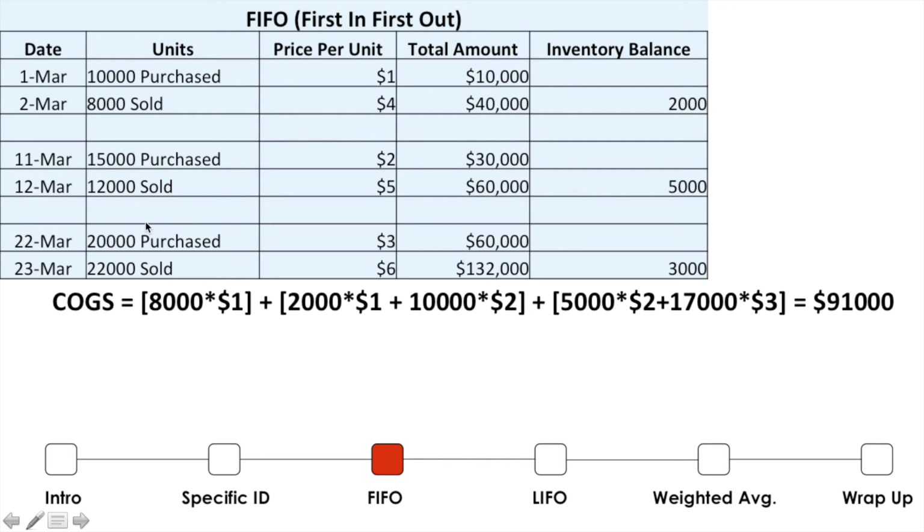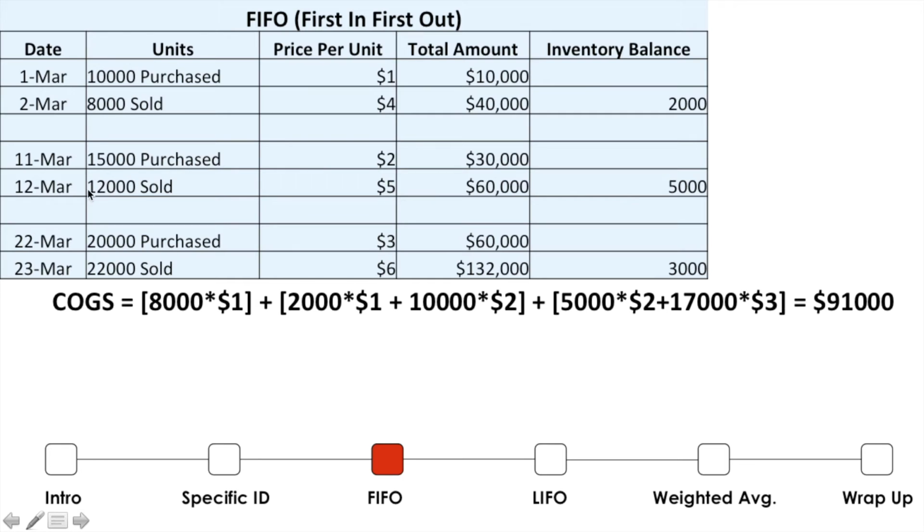So we sell 8,000 units on the second. And because we're using FIFO, the very first 8,000 of this 10,000 units gets sold first. So we do 8,000 times $1. And then we have a balance of 2,000 units that must get carried over to the 11th.